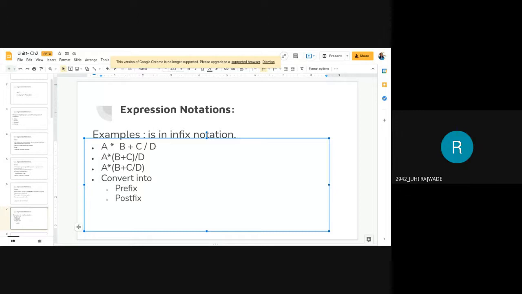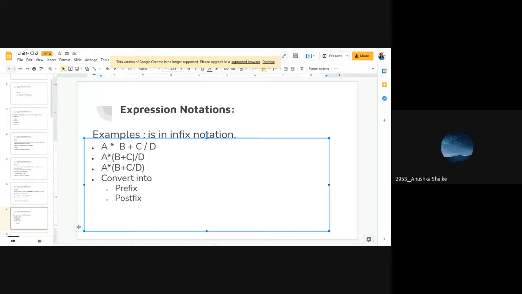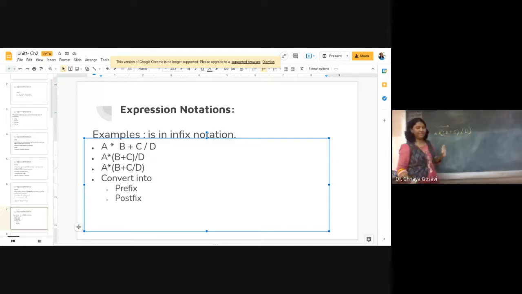Ma'am, for prefix, it will come as star A, into bracket. No, bracket will not come. B plus C slash D. Thus should not come. No, star no, A no. Slash times slash CD plus B C D. Slash BC plus D. Okay, I'll evaluate it. You cross-check your answers.